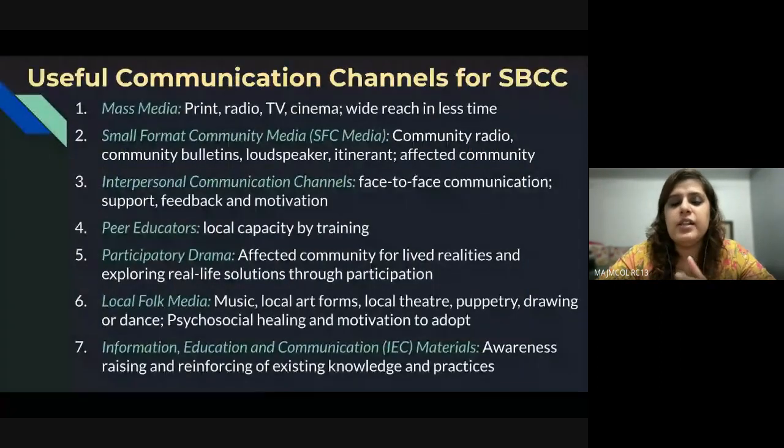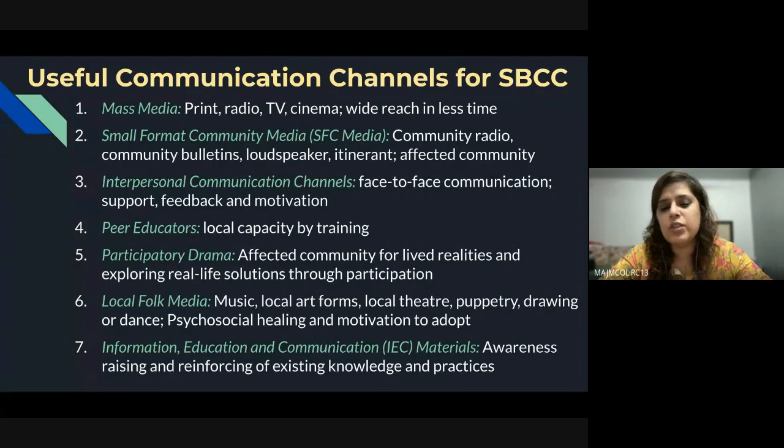So there are certain communication channels for social and behavioral change. First, as I talked about, is mass media. You can use print, radio, TV, cinema. This is usually used when you need to reach a wider audience in a lesser amount of time. So issues such as HIV/AIDS, or that smoking is injurious to health, mass media is a channel that is usually used, because there are larger groups that we need to cater to, and it's not a very localized message that needs to be delivered. Therefore, mass media is usually used for issues which are national in context.